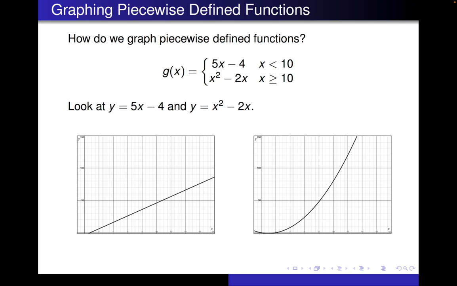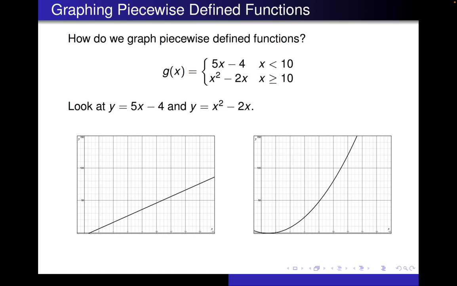Well, let's first just graph the functions as they are, right? So on the left, we have our linear function. On the right, we have our parabola. And notice that the functions that I have go a little bit before x equals 0 and all the way out to x equals like 18 or something like that. But the idea is, in both graphs, it includes values of x that are not included in the function, right? Because remember, for g of x, that 5x minus 4 is not for all values of x. It is only for values of x that are less than 10. And for x squared minus 2x, that is only for values of x that are greater than or equal to 10.